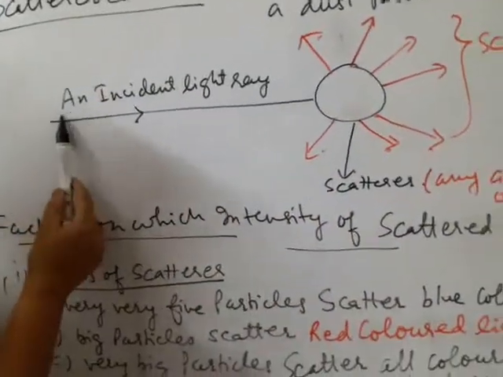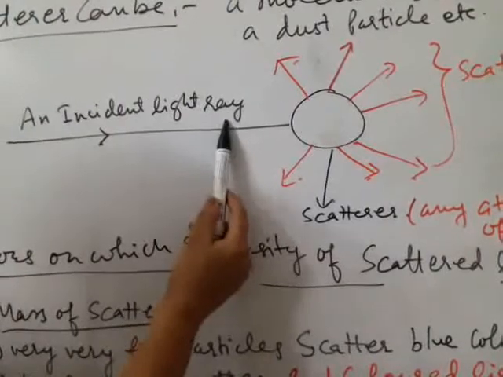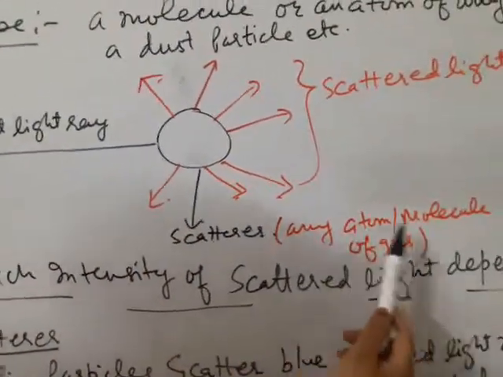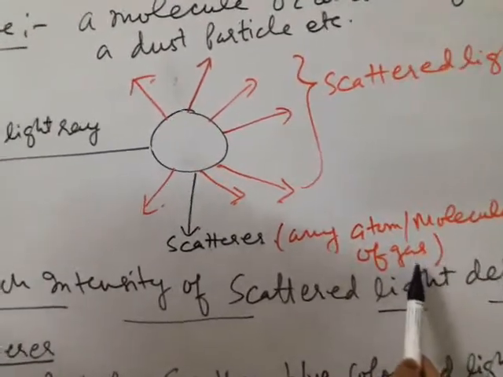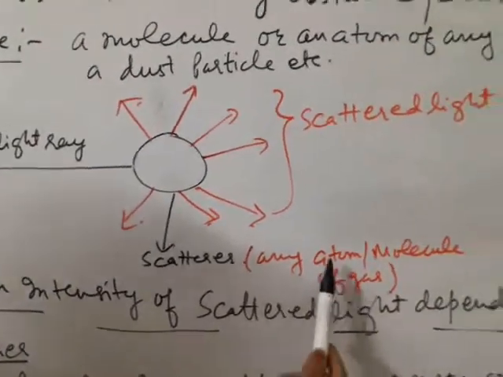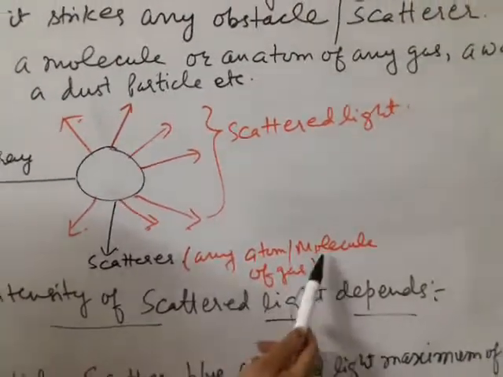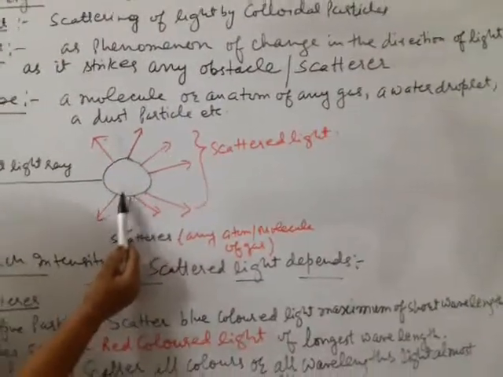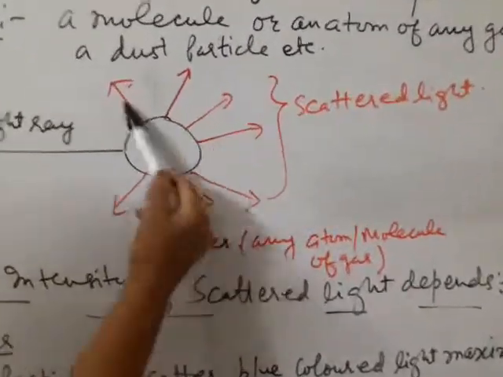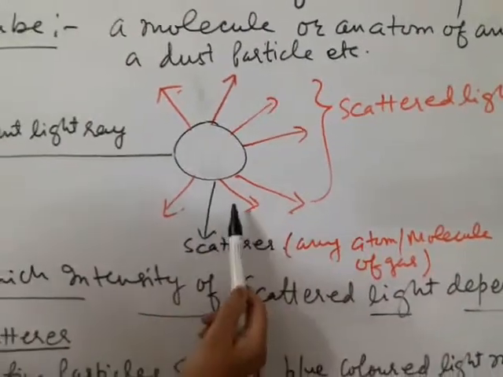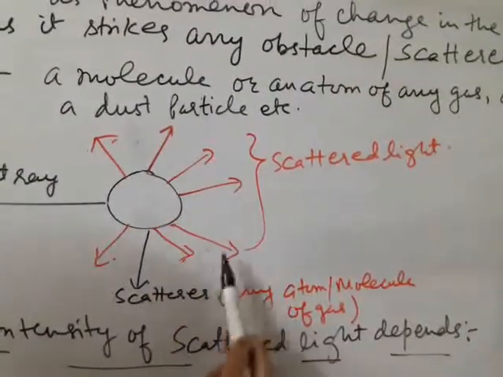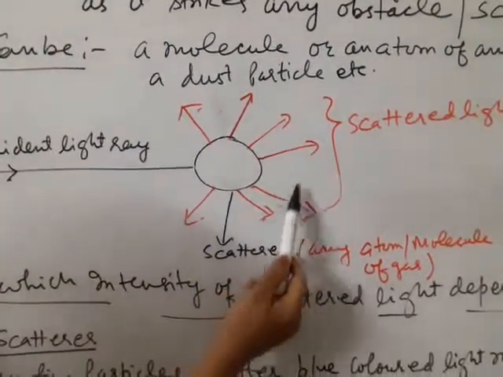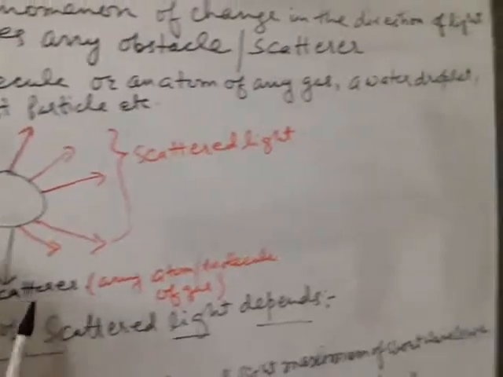Now look here, an incident light ray falling on a scatterer. A scatterer can be any atom or molecule of gas. There are so many gases present in air. After striking the scatterer, light is scattered in different directions. This is known as scattering of light, and it is done by the scatterer.